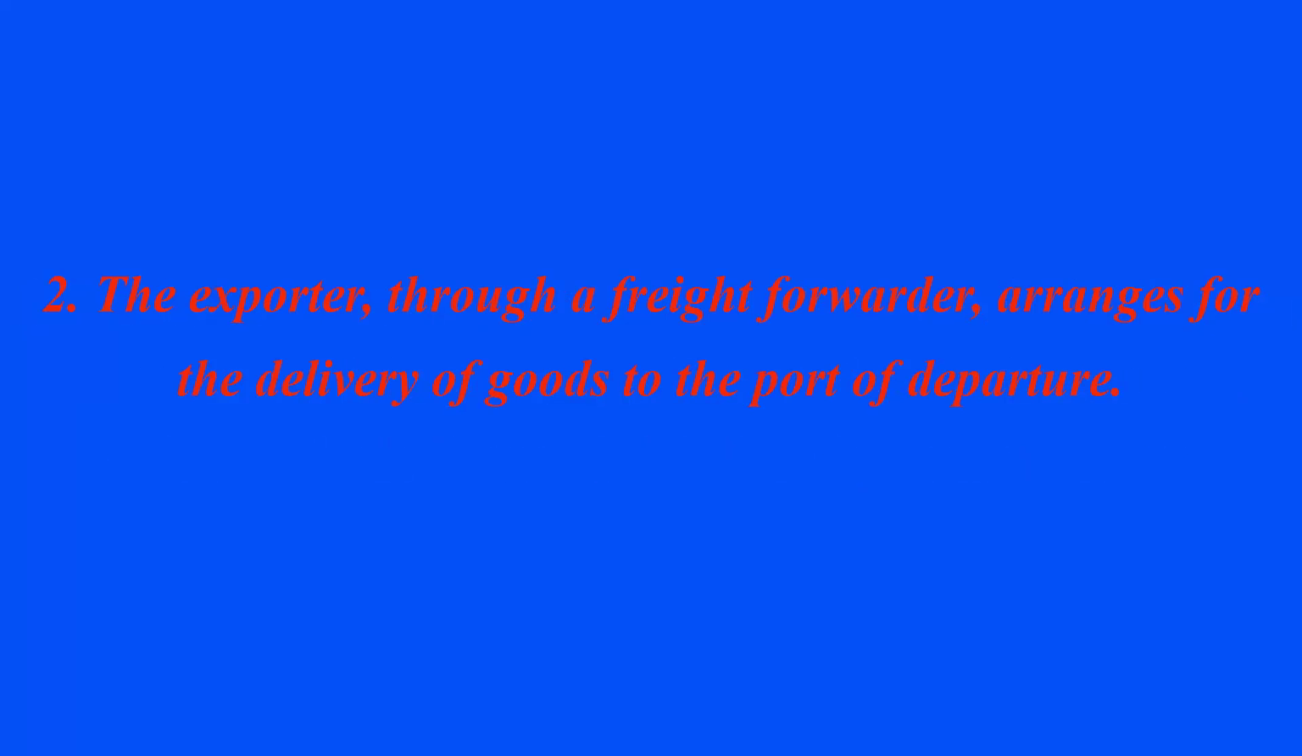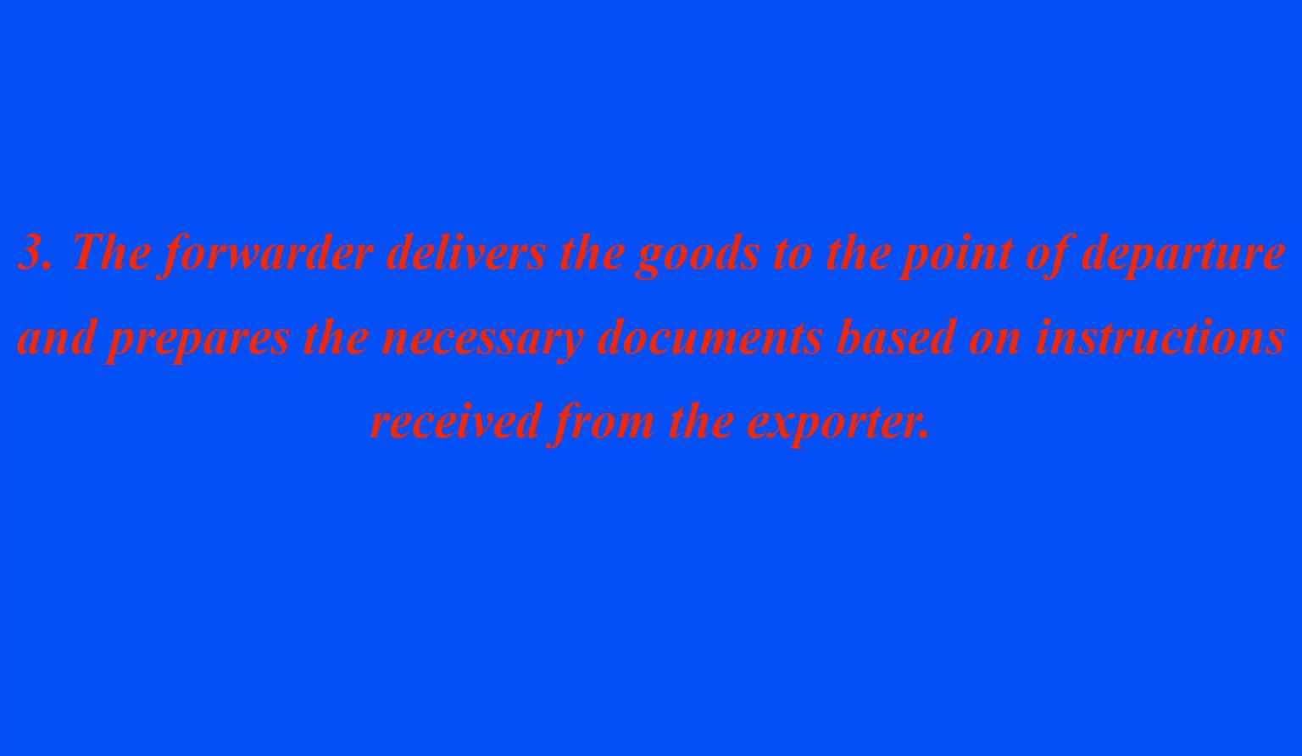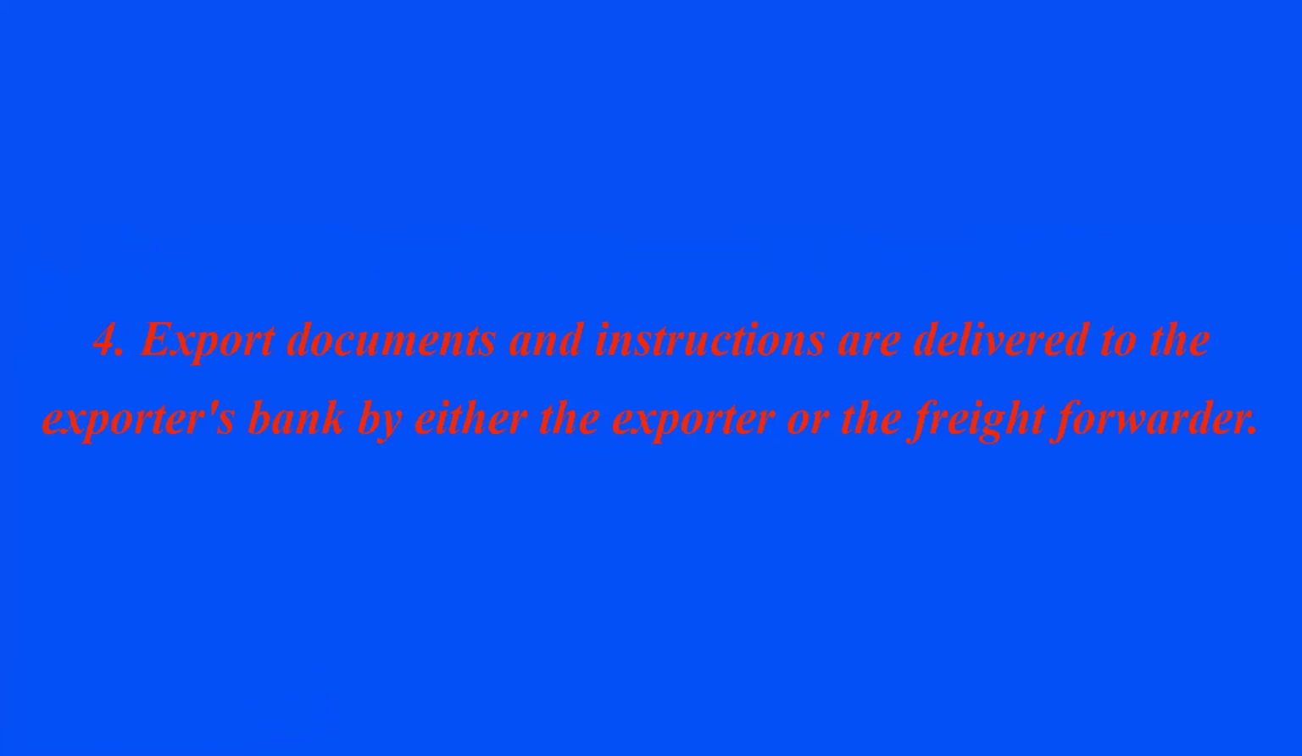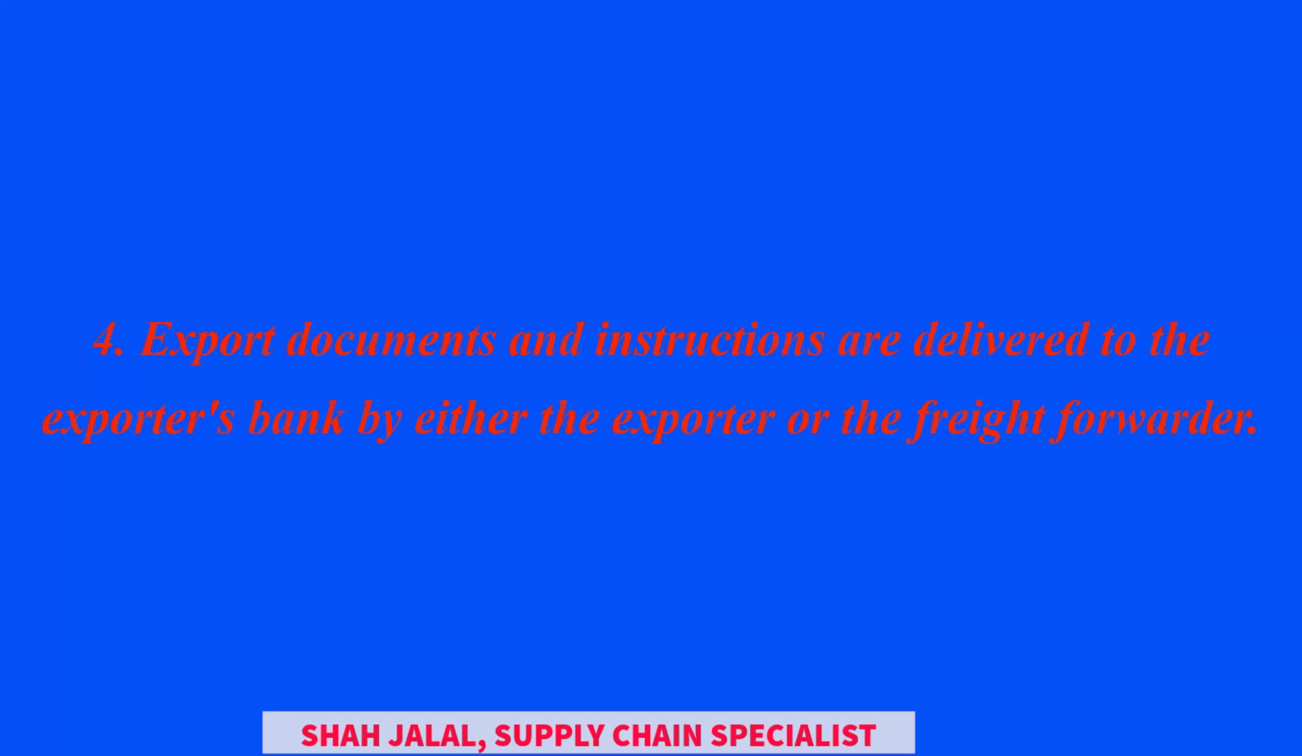Number 2. The exporter, through a freight forwarder, arranges for the delivery of goods to the port of departure. Number 3. The forwarder delivers the goods to the point of departure and prepares the necessary documents based on instructions received from the exporter. Number 4. Export documents and instructions are delivered to the exporter's bank by either the exporter or the freight forwarder.